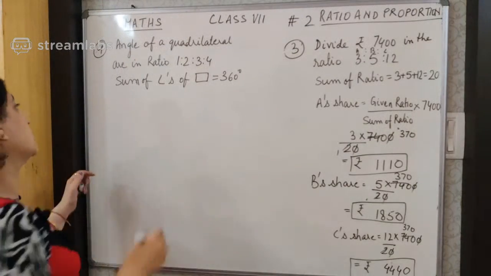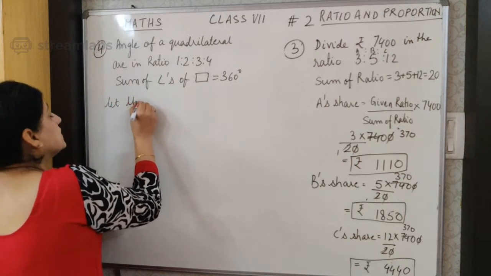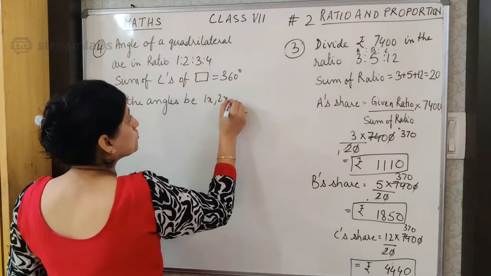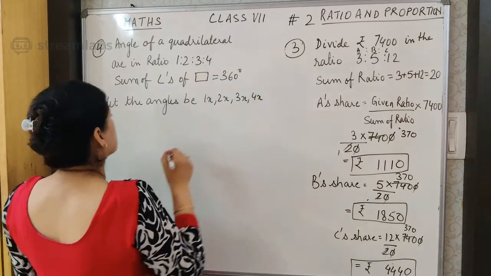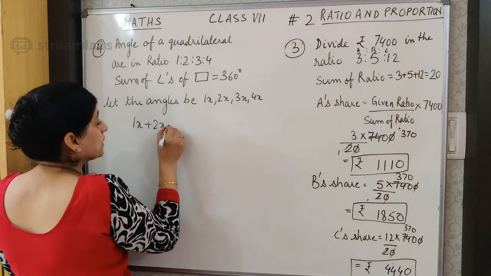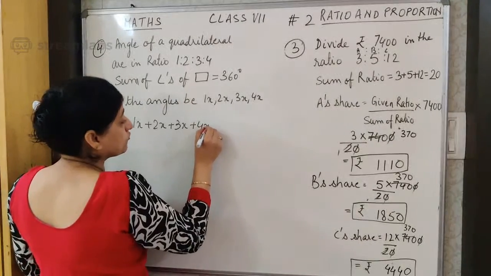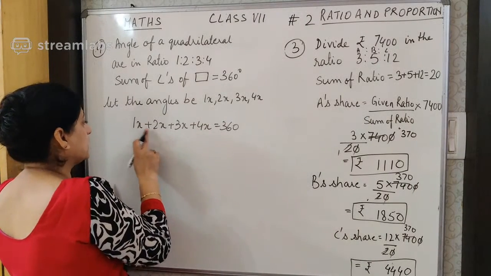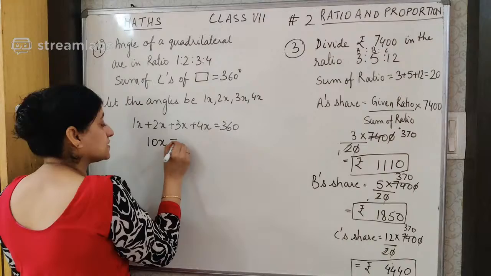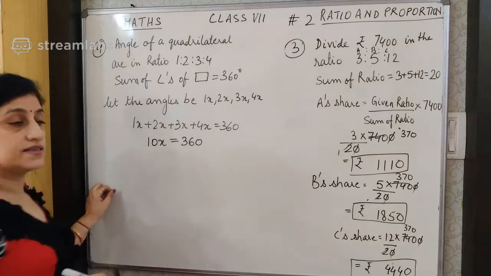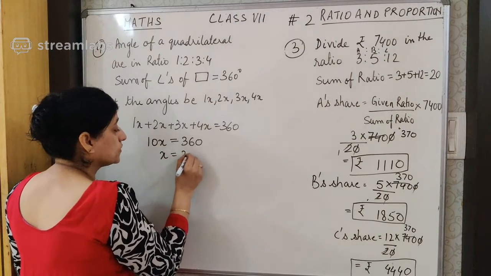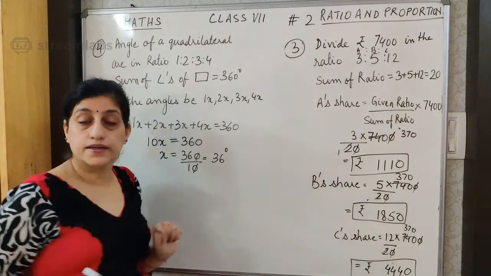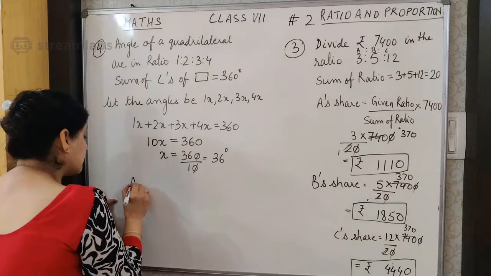And what is the question? We have to find all the angles. So here I am taking, let the angles be 1x, 2x, 3x and 4x. So I get 1x plus 2x plus 3x plus 4x is equal to 360. Right? We have used this method. So I get 10x is equal to 360 degrees. So x is equal to 360 upon 10 equals 36 degrees. Right?